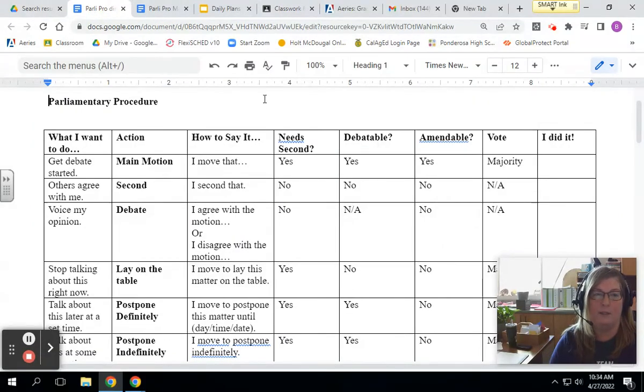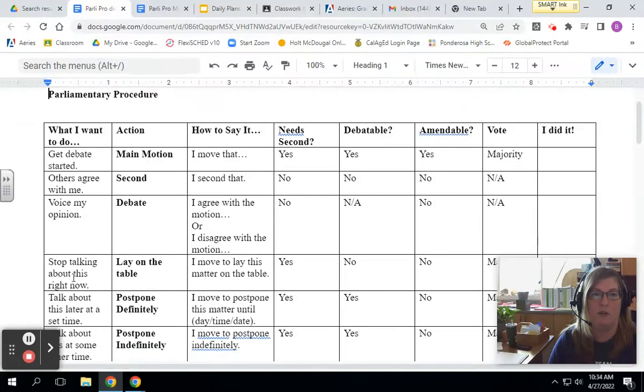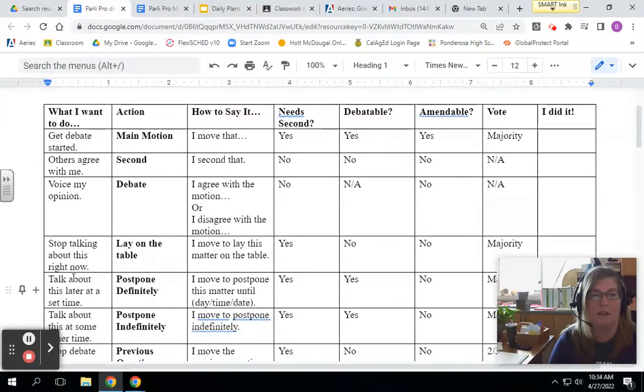How do you participate in Parley Pro? What do you do? So this is one of those topics that's difficult to explain when you're not in the room with me, but we'll do our best, and you can always come back and see me if you need some extra help. So on the left here, I have what you want to do, like in a meeting. This would be during a meeting when we're trying to make a decision. And then what is that action called? How do you say it? And then does it need a second from someone? Is it something we debate? Or is it just something we vote on?